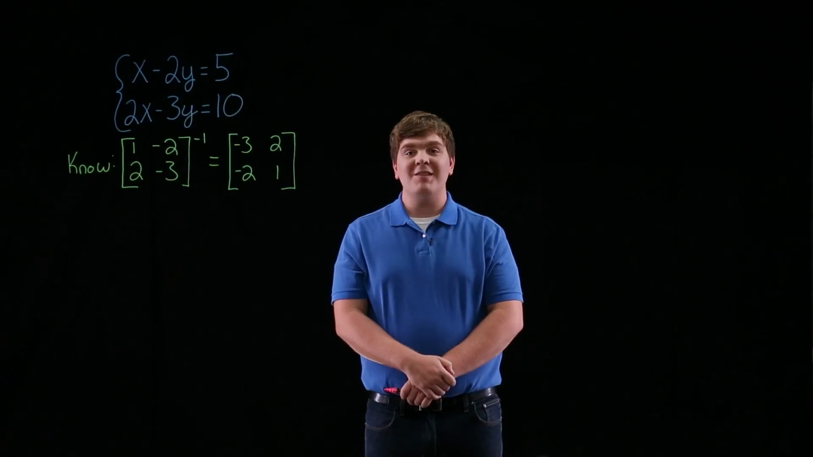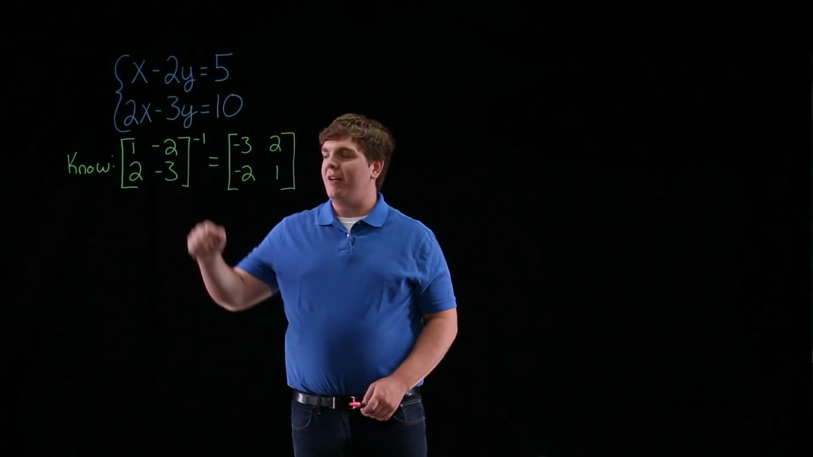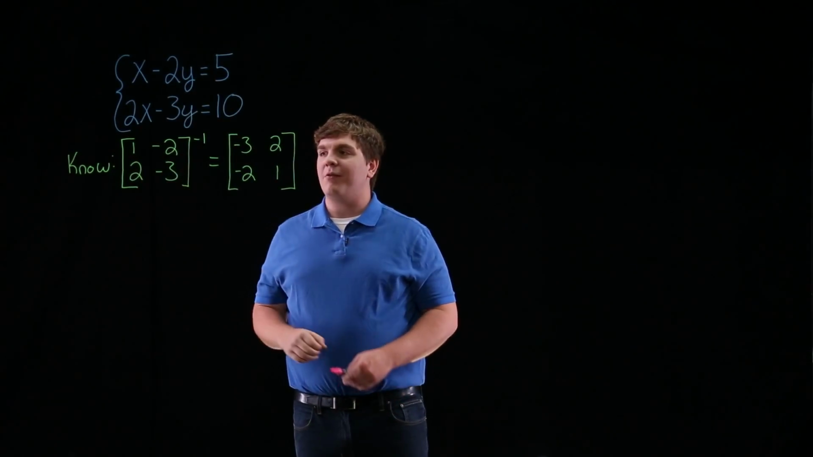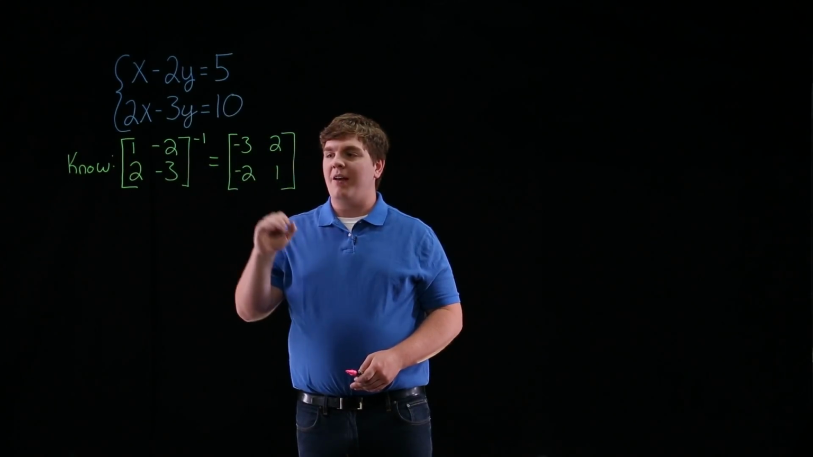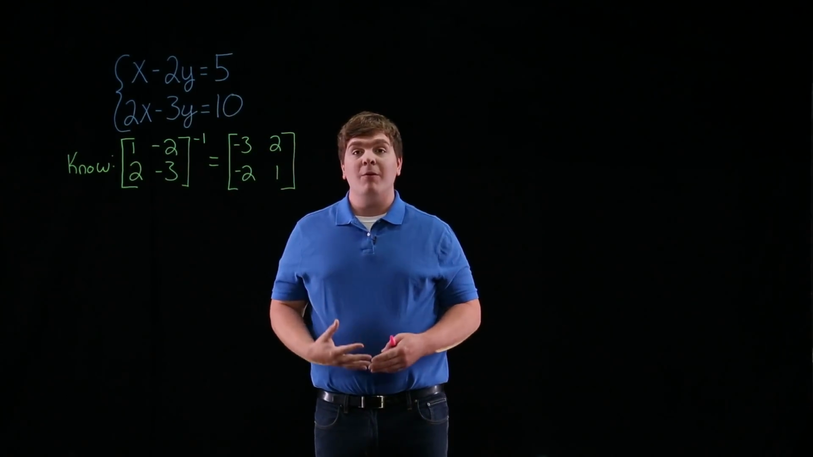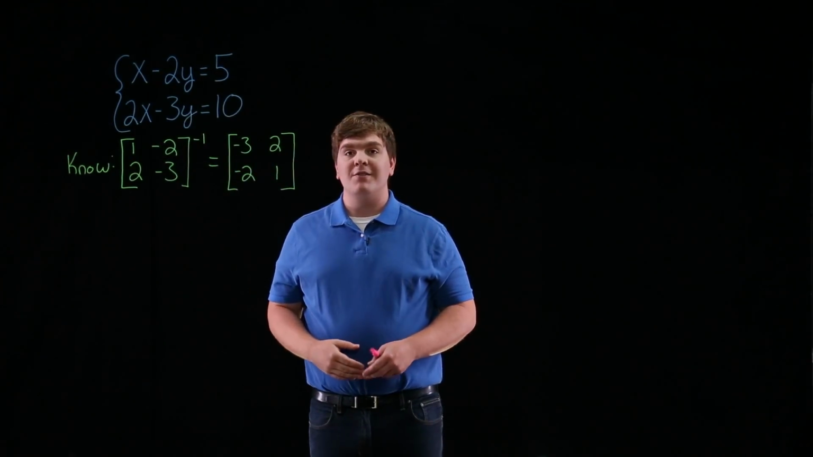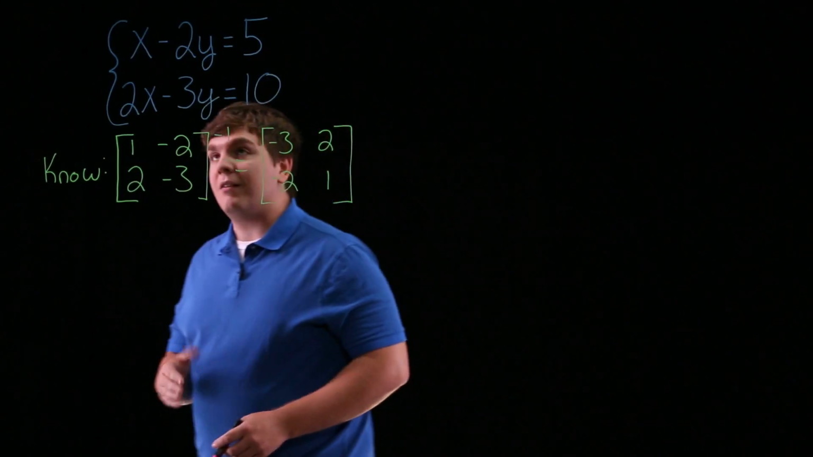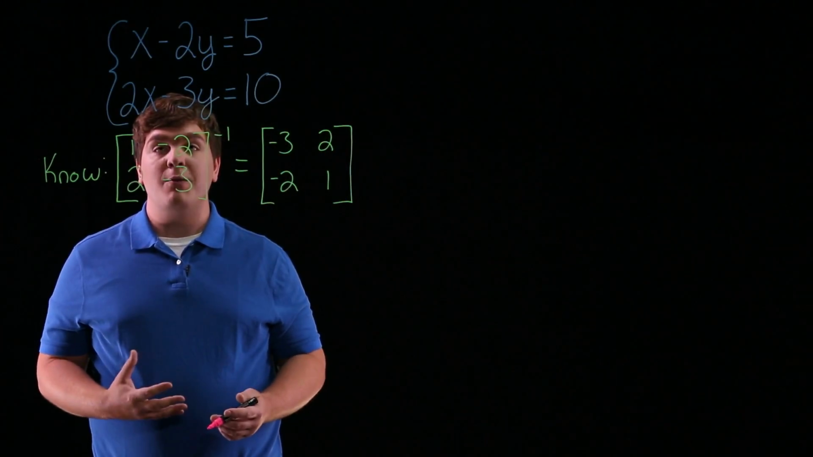Hi, I'm Gabe. For this problem, we're given that the inverse of the matrix 1, -2, 2, -3 is the matrix with entries -3, 2, -2, 1, and we're asked to use this piece of information to solve this system of equations.